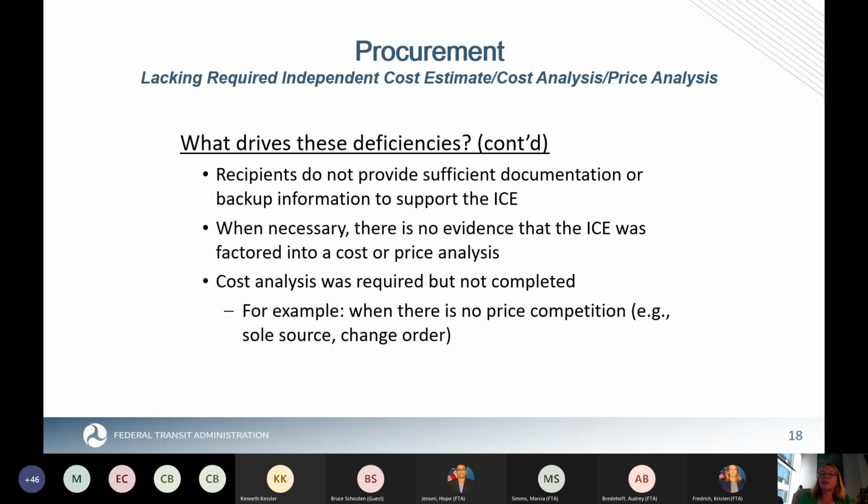A cost analysis is done primarily in instances where there's not competition. So for example, when you have a sole source procurement or a change order, or in instances where you've asked for your [unclear], in those instances, you would actually be evaluating the cost element that led to whatever the top price was. And so make sure that you have a good grounding in independent cost estimates and on cost or price analysis.